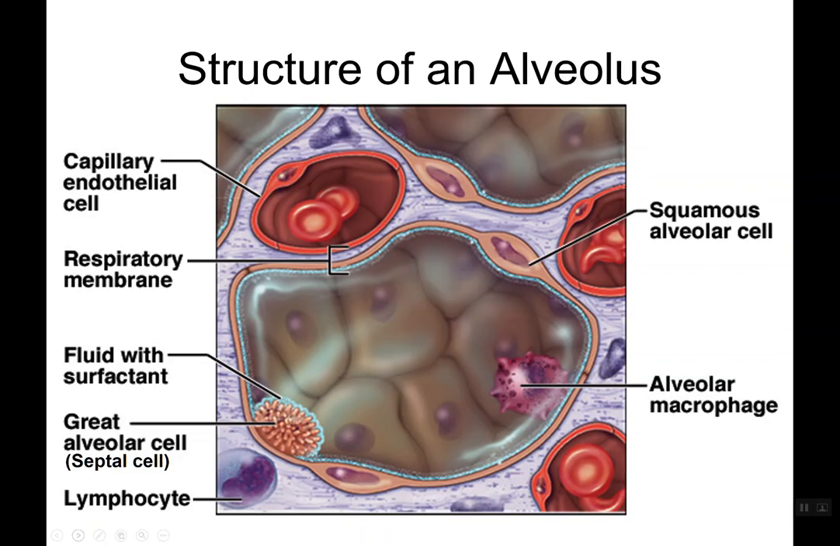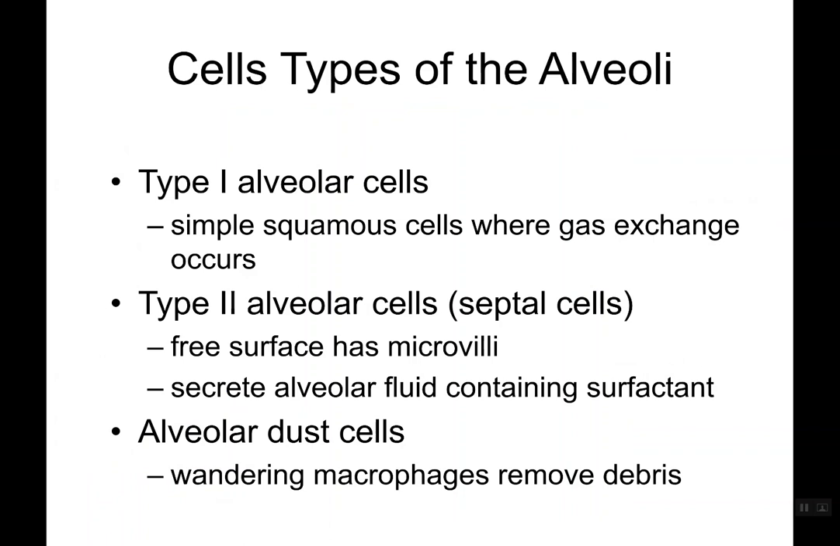Now, if we zoom in on the alveoli themselves at the capillary interface, you can see we have a squamous alveolar cell. So here is the nucleus, and then this is the rest of the cell. So this is one of the cells making up the wall. Here's another one. So these are really thin, so that O2 can easily get in here, and CO2 can easily go into here.